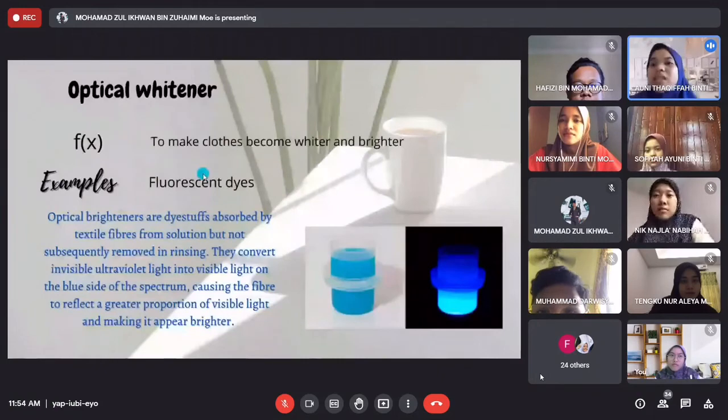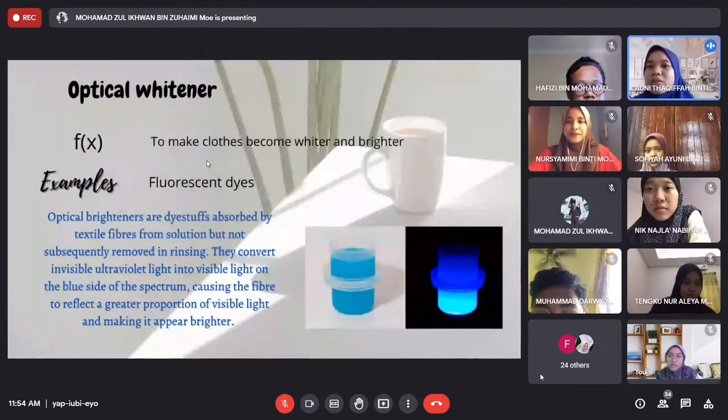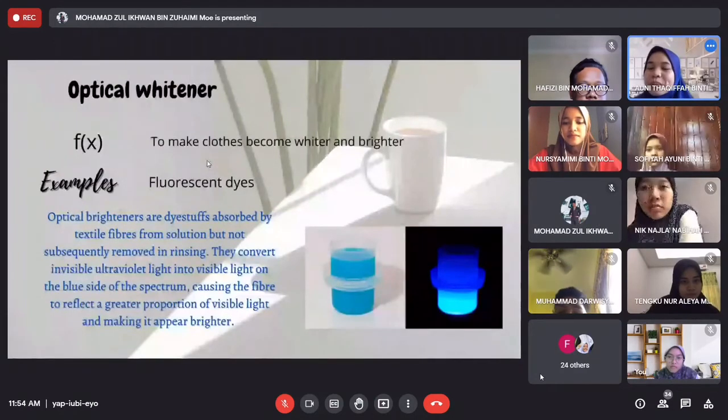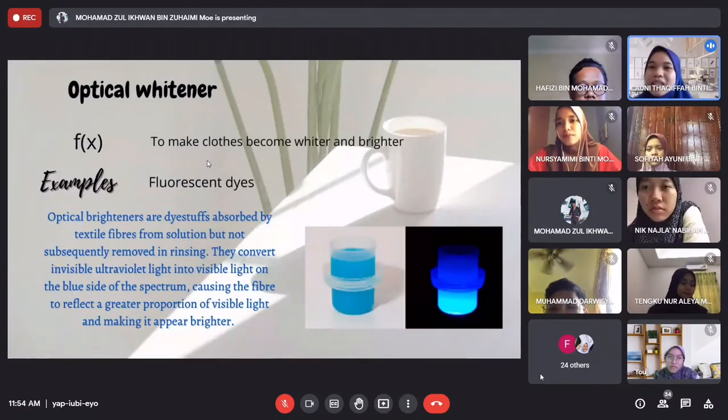Next is optical whitener. The function is to make clothes become whiter and brighter. Examples of optical whitener are fluorescent dyes. Optical brighteners are dyestuffs absorbed by textile fibers from solution but not subsequently removed in rinsing. They convert invisible ultraviolet light into visible light on the blue side of the spectrum, causing the fiber to reflect a greater proportion of visible light and making it appear brighter.